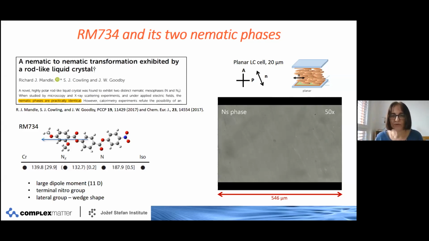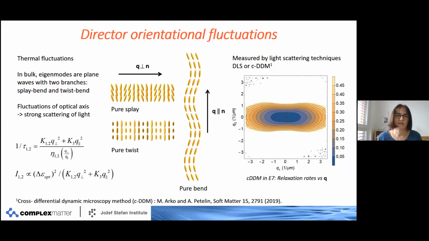But before going to the details, I will say a few words about what kind of fluctuations we have in liquid crystals, for those who are less familiar with these materials. There we see director orientational fluctuations, which are thermal fluctuations, and in bulk, their eigenmodes are plane waves with two branches, splay-bend and twist-bend. In a special case, when the wave vector of the eigenmode is perpendicular to the director, we have pure splay and pure twist mode, in which splay deformation or the twist periodically changes.